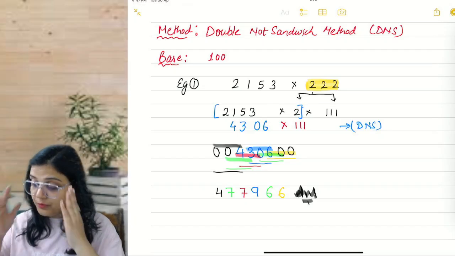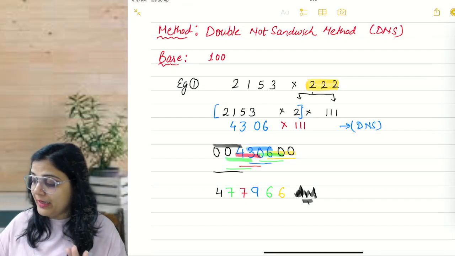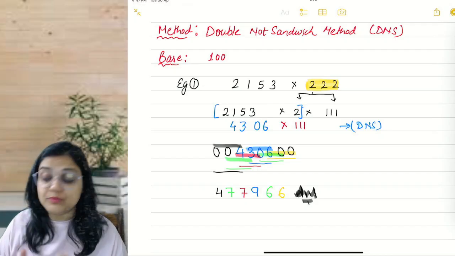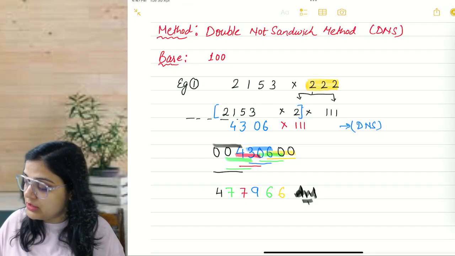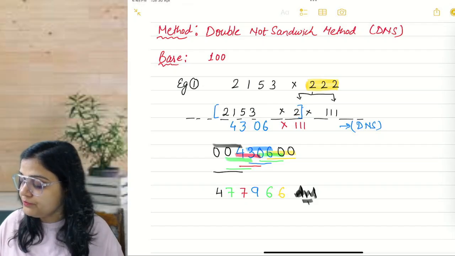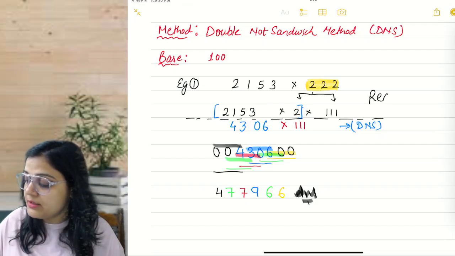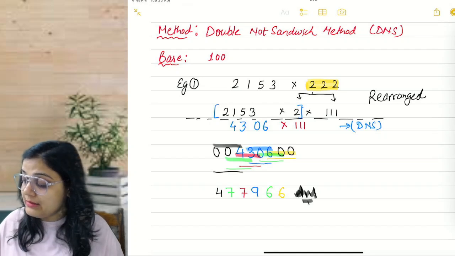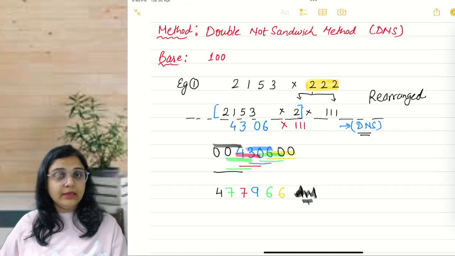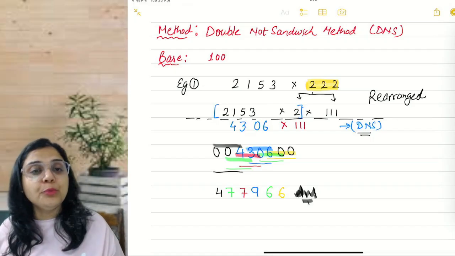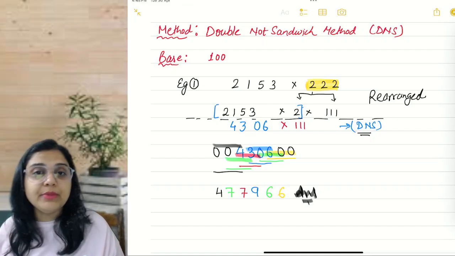Alright. So in short, I just want to tell you, here we did it in 2 steps. First step was till this point only, where I have rearranged. And then the second step where I have used the double knot sandwich method. Alright. I hope this is clear to you. Let's move to the next example then.